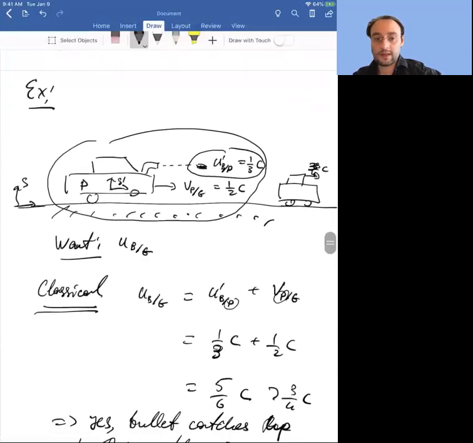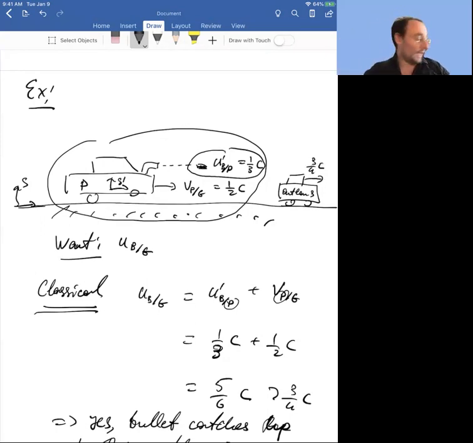Now, let's look at an example. So these are the outlaws. They're trying to escape from the police in their getaway car, and they're moving at 3/4 of the speed of light. Let me make this clearer. So at least I do write something. They're going at 3/4 of the speed of light relative to the ground.